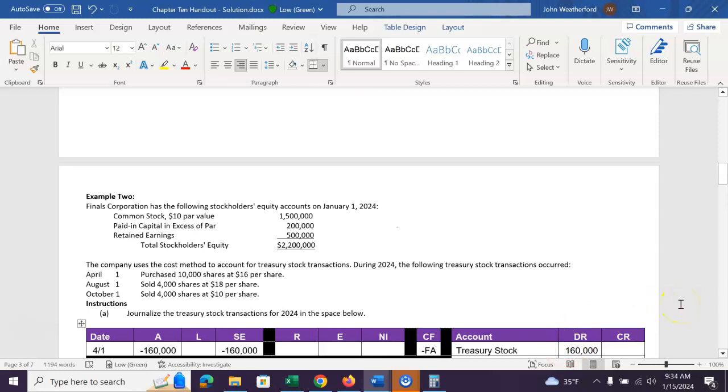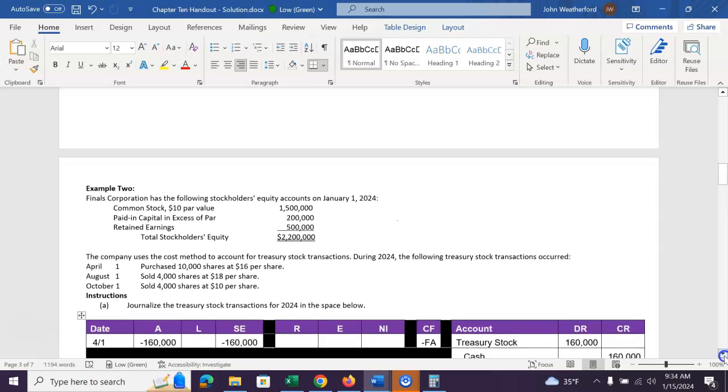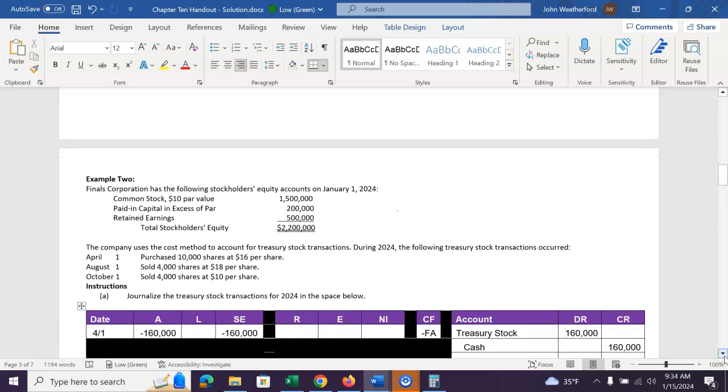And what did they give up to get the treasury stock? Well, of course, it says 16 per share. They had to give up cash, right? So treasury stock is a contra stockholders' equity account. It's going to reduce the balance of these other stockholders' equity accounts. So the increase in treasury stock decreases stockholders' equity. And of course, cash went out, so assets decreased. And then that's cash going out for a financing activity.